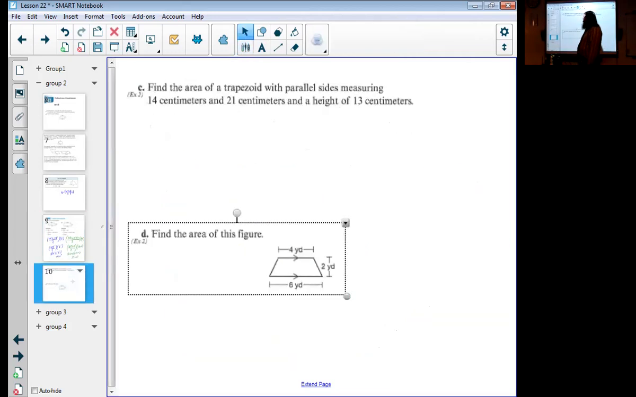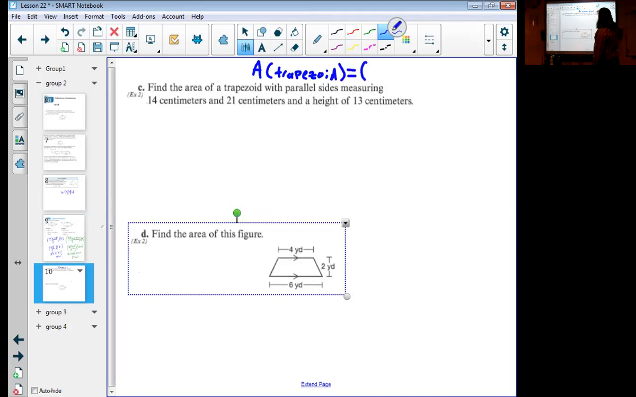So now, going back to our questions from earlier, we have: find the area of a trapezoid with parallel sides measuring 14 centimeters and 21 centimeters and a height of 13 centimeters. So now we need to use what we have learned. Remember that we have the formula: area of a trapezoid is equal to base 1 plus base 2 divided by 2 times h.